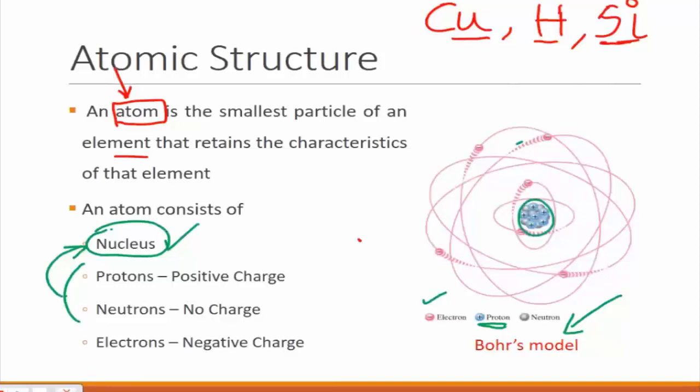That being said, the nucleus is positively charged, whereas the electrons, which are revolving around the nucleus, have a negative charge. So that's what an atom consists of. If you take a material, you're going to have billions of atoms in there. If one silicon atom looks like this, all the silicon atoms will look like this. So that's how an atomic structure looks.